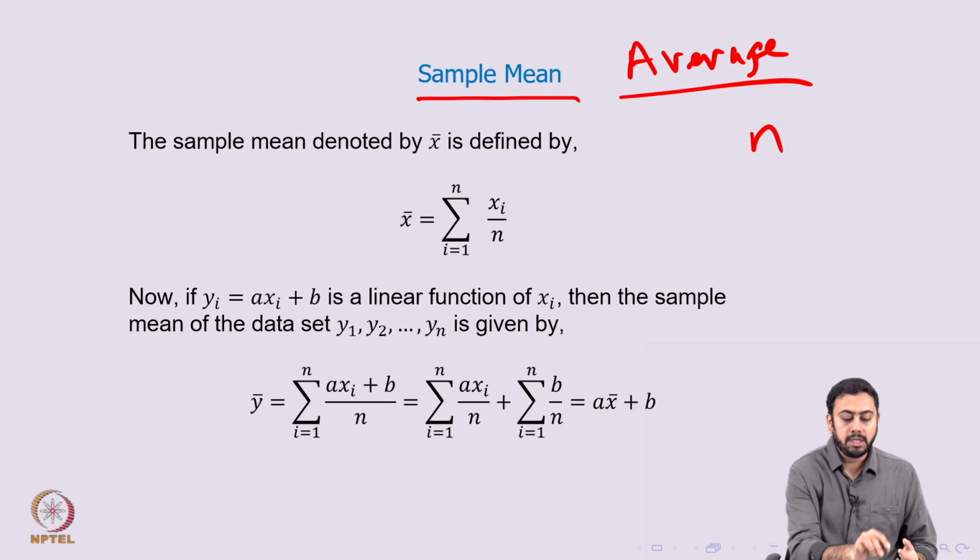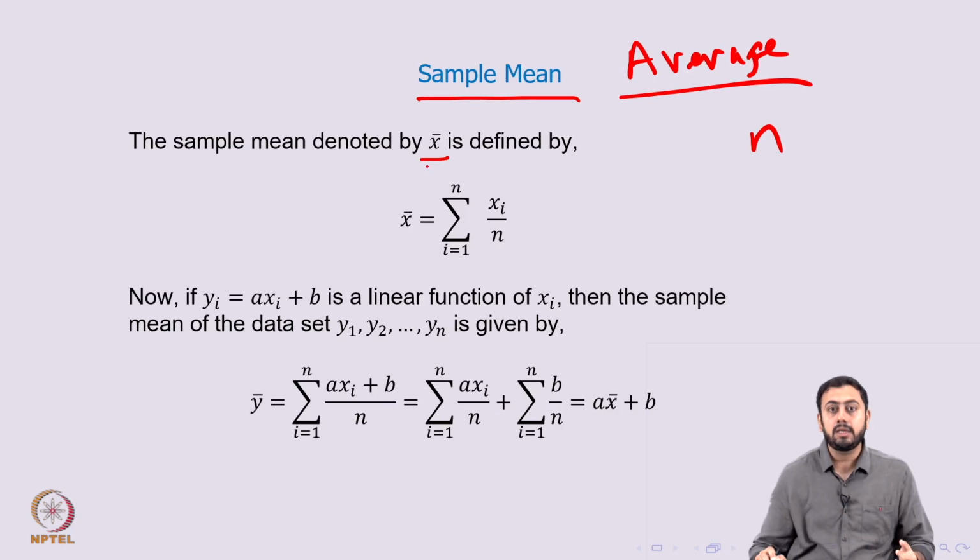The sample mean is denoted by x bar, which is a very standard notation to denote the sample mean. x bar is defined as the summation of xi divided by n. And what exactly are xi? xi is each ith observation you have, i running from 1 to n. A very quick example: if you have a data set containing 5 numbers, you simply add all the 5 numbers and divide by 5.